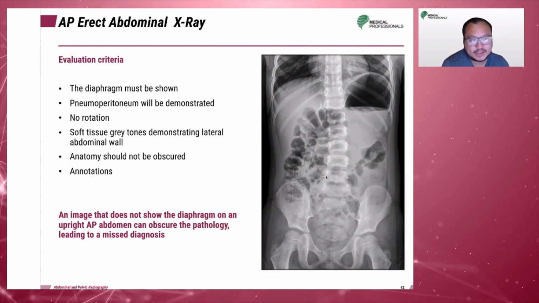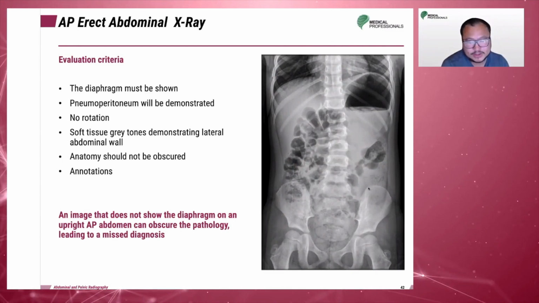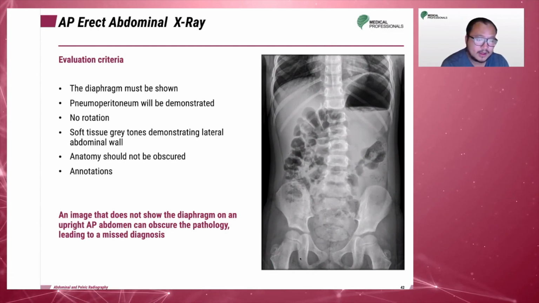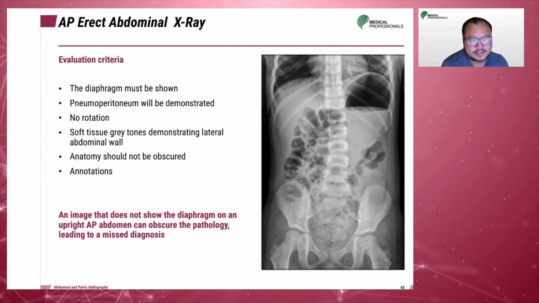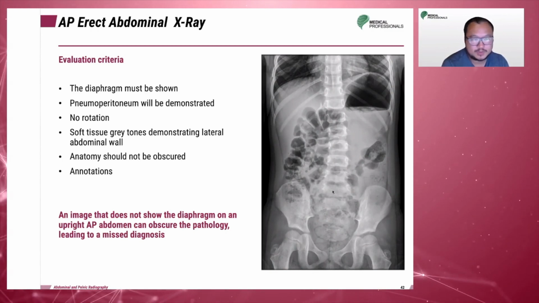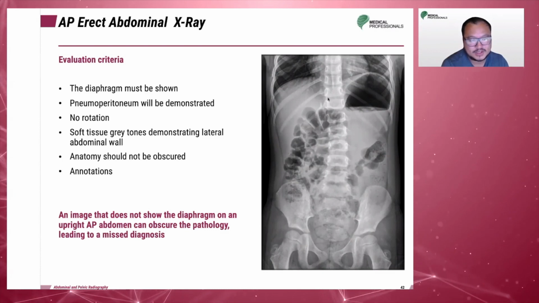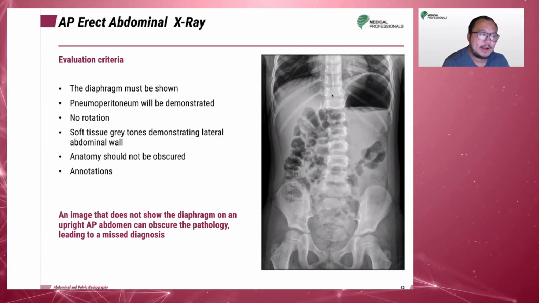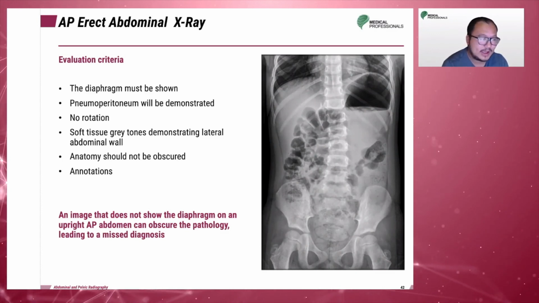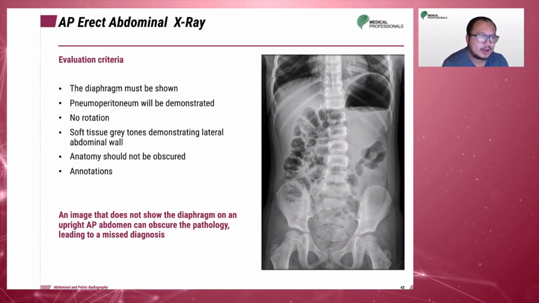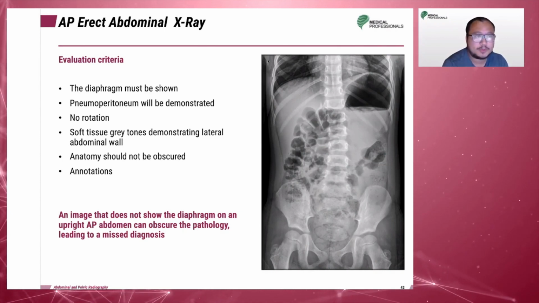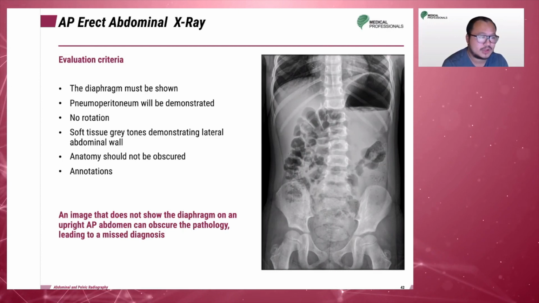We have no rotation, right? It looks like there's no rotation because the obturator foramen look similar. The iliac wings look similar. This person probably has slight scoliosis. As you can see, it kind of curves here. Anatomy shouldn't be obscured. We shouldn't have anything that would obscure the anatomy. And then we would probably want to annotate on this projection. Somewhere we would put upright or something along those lines. Okay.